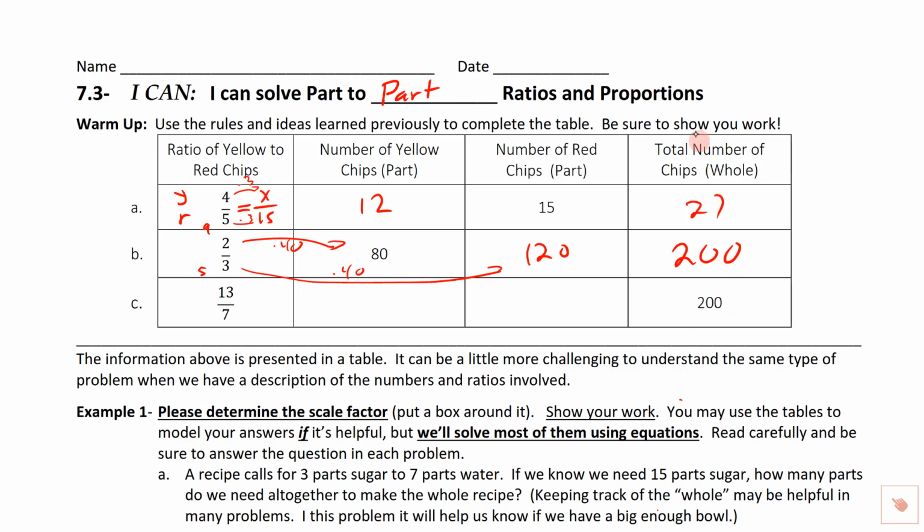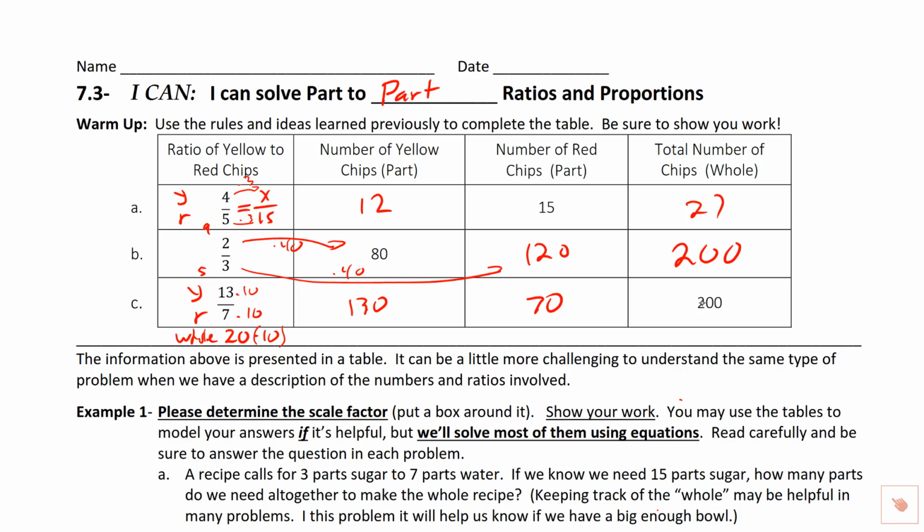Now this one, we've got the total number, the whole, but we don't have either the yellow or the red part. So again, this is yellow, this is red, and if I total those together to figure out what the whole is, the whole would be 20. Well, let's figure out what we'd have to multiply by to get 200. If we multiplied by 10, there's our scale factor, let's see how that works out. Multiplying this by 10, we end up with 130. Multiplying this by 10, we end up with 70. And lo and behold, 130 plus 70 does equal 200. So we're all set there. We've got that one taken care of.